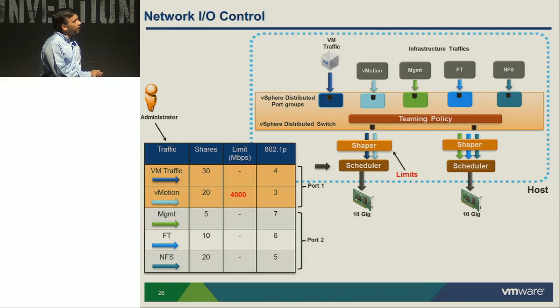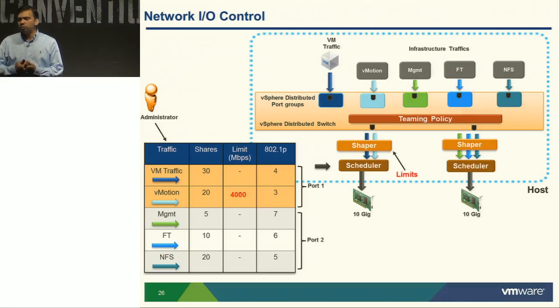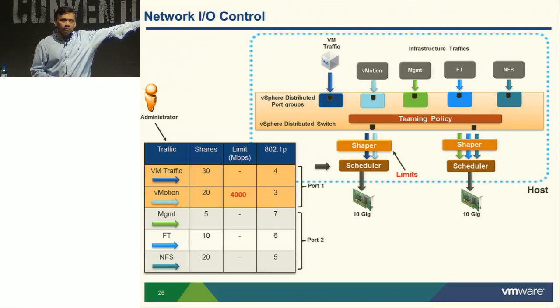So the shaper layer, what it is going to do is, when it sees vMotion traffic more than 5 gigs, suppose, the shaper is going to drop the extra 1 gig traffic. So it is never going to make it to the physical NIC. So the downside which I see with this limit approach is that even if bandwidth is available, the vMotion process cannot take advantage of that bandwidth.